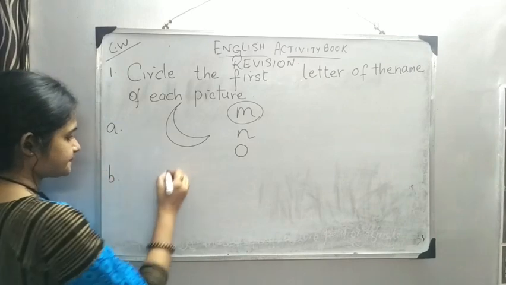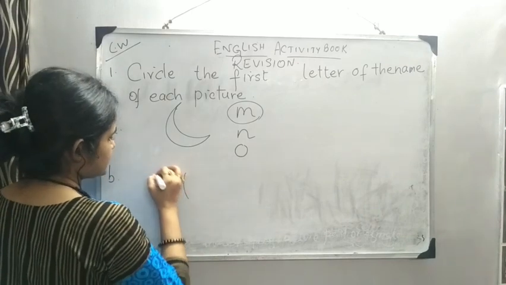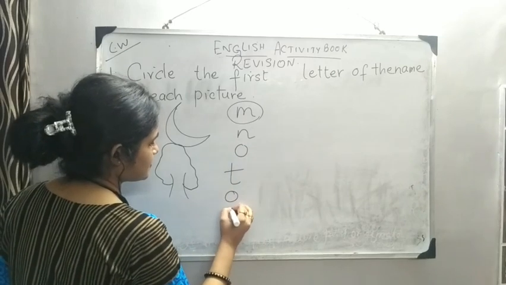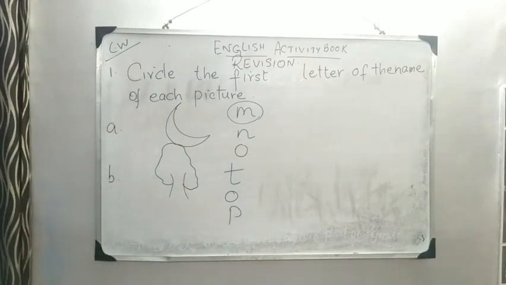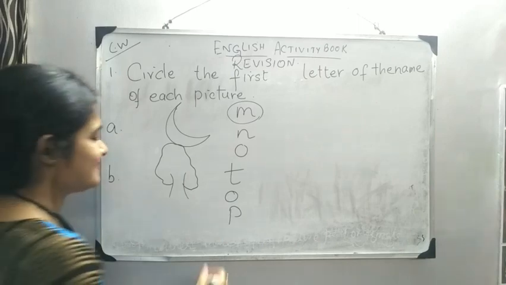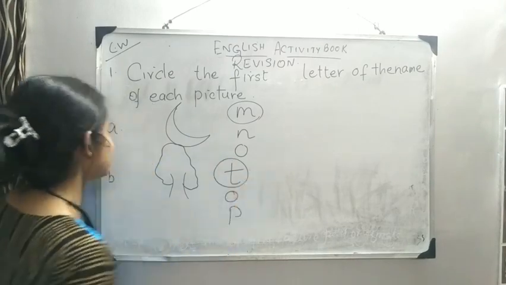Number B. What is this? Tell me fast. Okay, what is this? T or O or P? It's T. Why is it T? Because it's a tree. A green color. Right, UKG? So circle it.